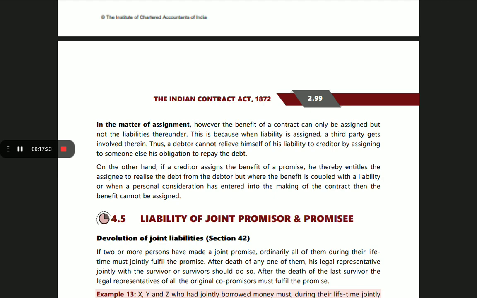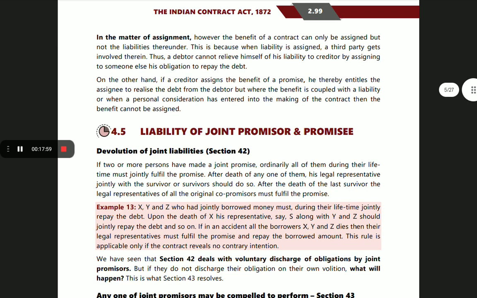On the other hand, if a creditor assigns the benefit of a promise, he thereby entitles the assignee to release the debt from the debtor. But where the benefit is coupled with a liability or when a personal consideration has entered into the making of the contract, then the benefit cannot be assigned.